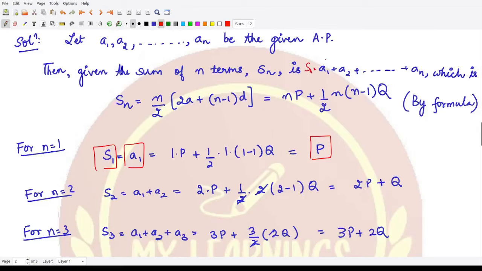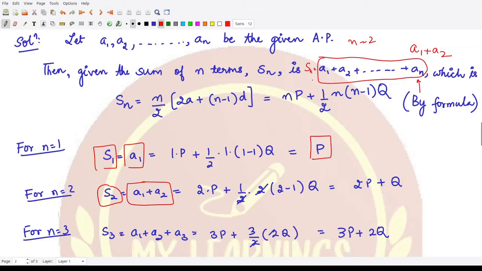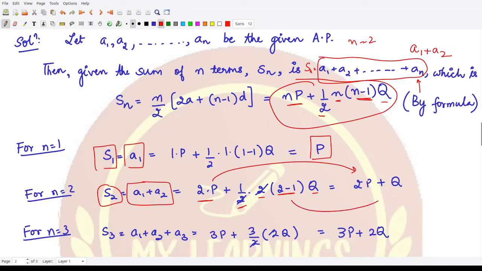Now if we substitute n equal to 2, what does it mean? It means Sn is equal to this thing. So when we put n equal to 2, we are going up to the second term, so we would just have a1 plus a2 here. So S2 would be a1 plus a2. And in this formula, when we substitute n equal to 2, we have 2p, plus half, then the value of n as 2, the value of n minus 1 as 2 minus 1, q as such. So this 2 and 2 cancel each other. We have 2p, and here we have 1q, correct? So this is a1 plus a2.